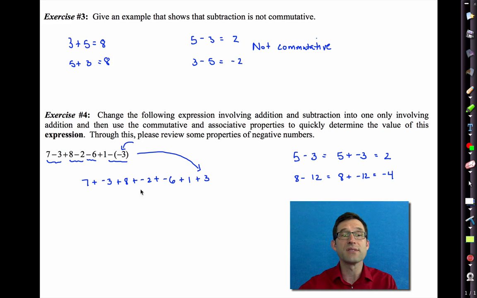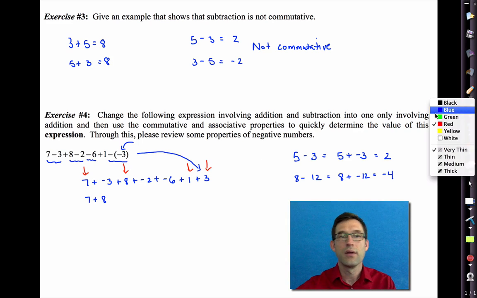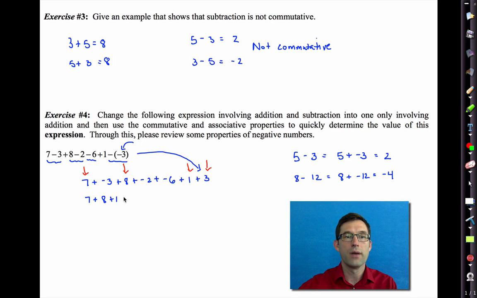Now, the reason that this is so nice is now, using associative and commutative properties of addition, I can write this any way I want. Often what I like to do is group all the positives together. So watch this. Here, let me go in red. That'll help us see it. Positive, positive, positive, positive. So 7, 8, 1, 3. Then let's go negative. Go different color. Negative, negative, negative. So plus negative 3, plus negative 2, plus negative 6.